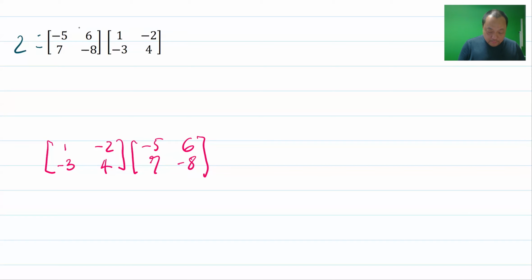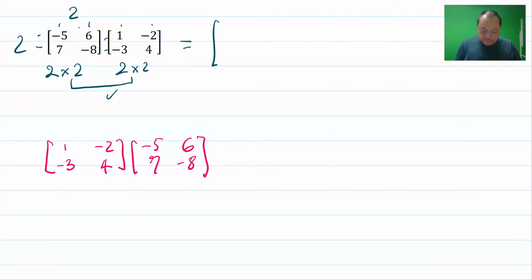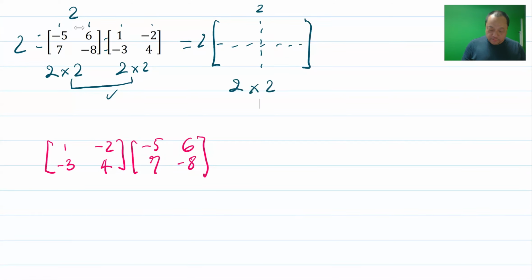2 rows, 2 columns. This is also 2 rows, 2 columns. The inside dimensions match, so it's good. And the final answer will be the outside dimensions, meaning 2 by 2, 2 rows, 2 columns. So go ahead and multiply these. Press pause and come back when you're done.